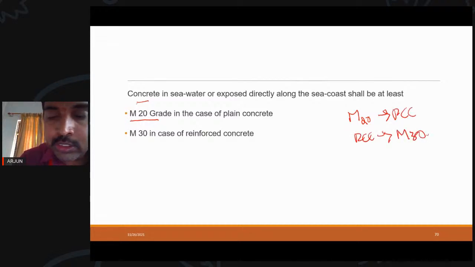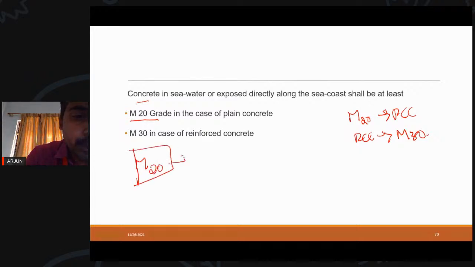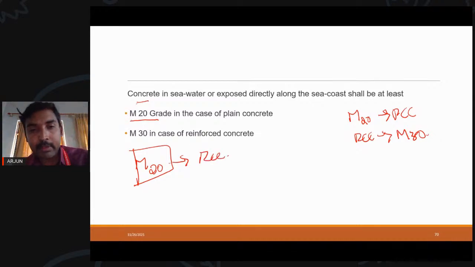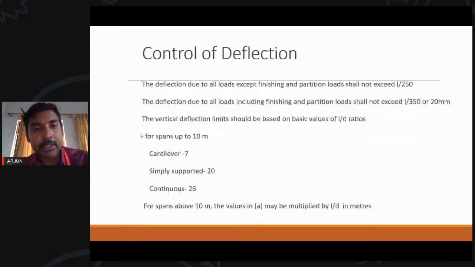In general, the minimum grade of concrete to be used in reinforced concrete members is M20. So this is the minimum grade of concrete to be used in RCC structural elements. Whenever we use RCC structural elements, the minimum grade is M20.